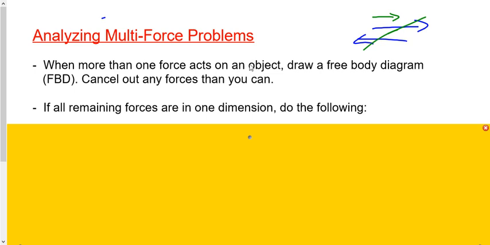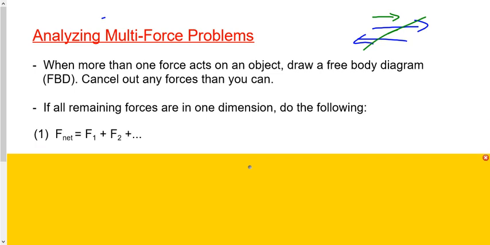If they're all in one dimension, then you want to do this. Say F net is equal to, I said F1 plus F2 plus whatever. What I really mean by that is the sum of the forces, all of the forces added together. F1 could be a force of friction. F2 could be an applied force, whatever. Whatever they're called, you've got to add up all of the forces that remain. So draw your free body diagram. Cancel out the forces that are equal and opposite. And then add up all the remaining forces and set that equal to the net force.